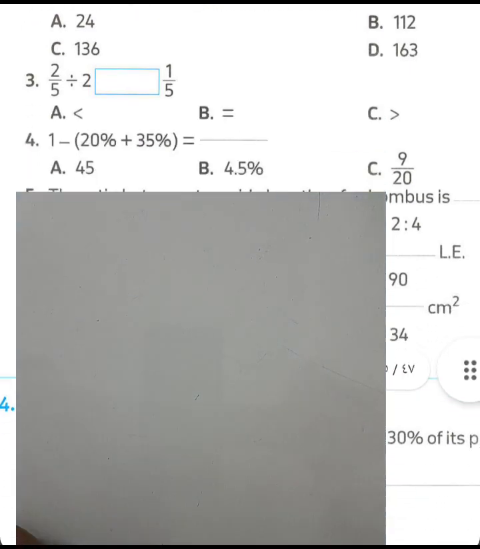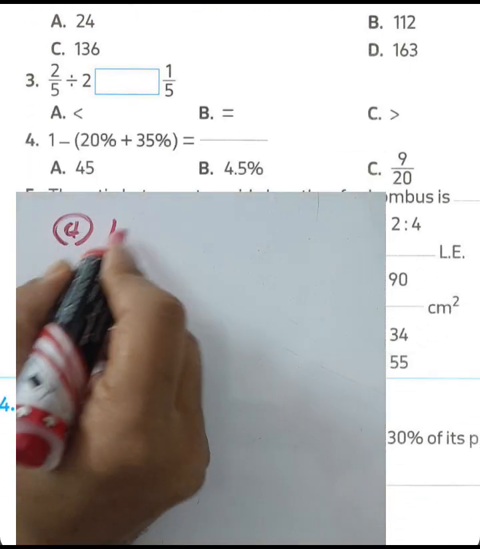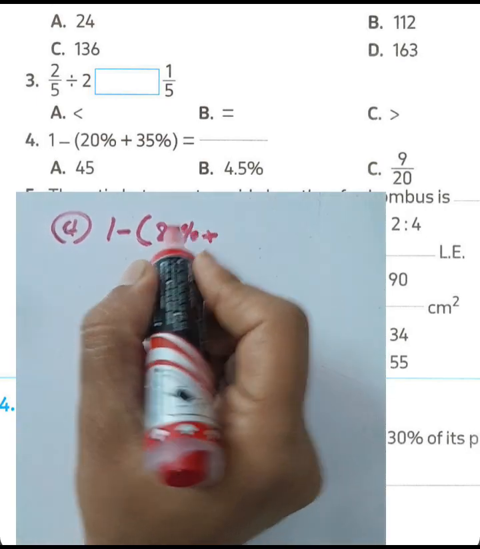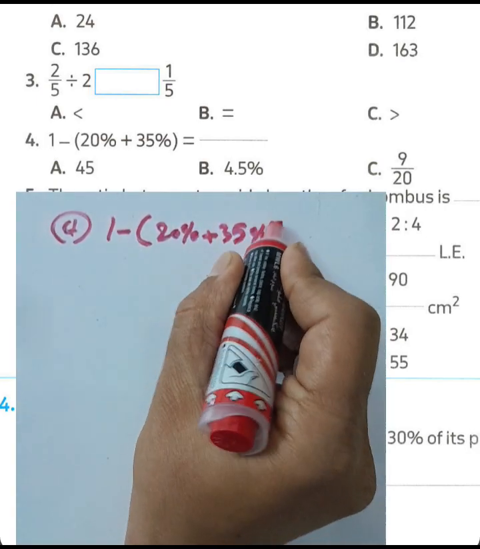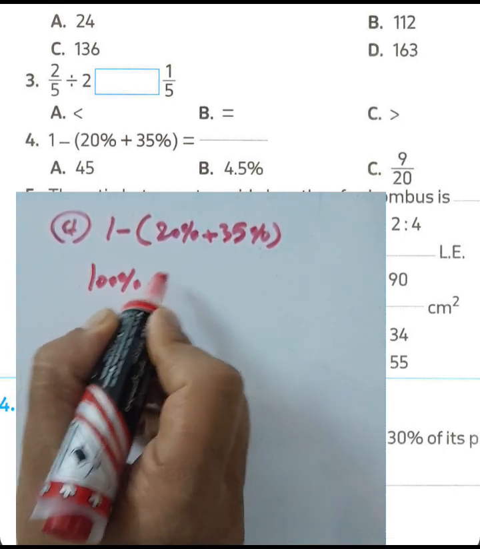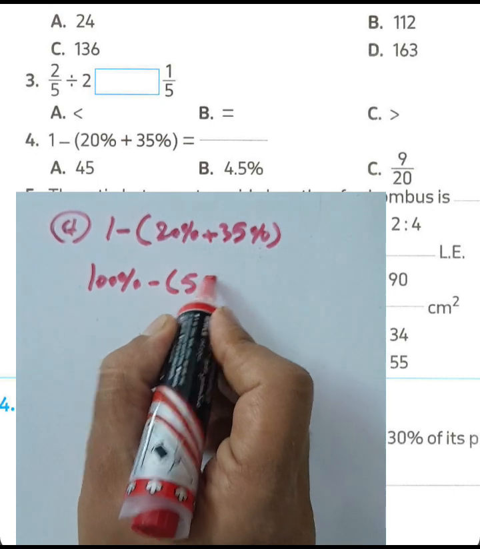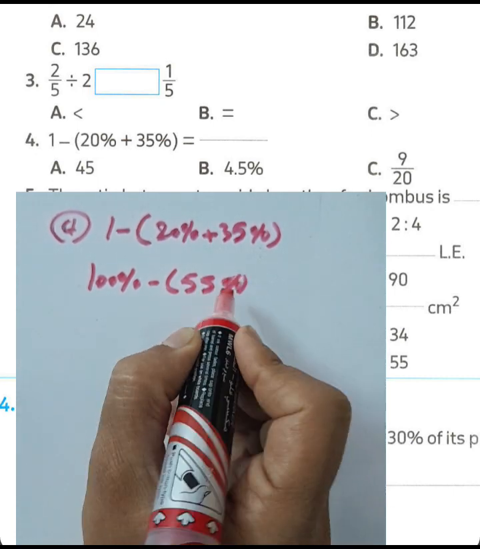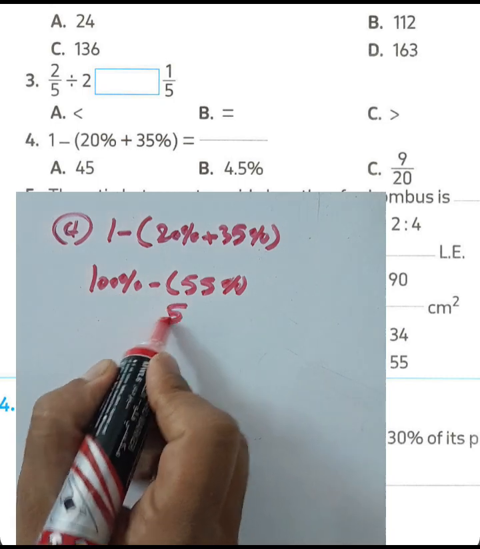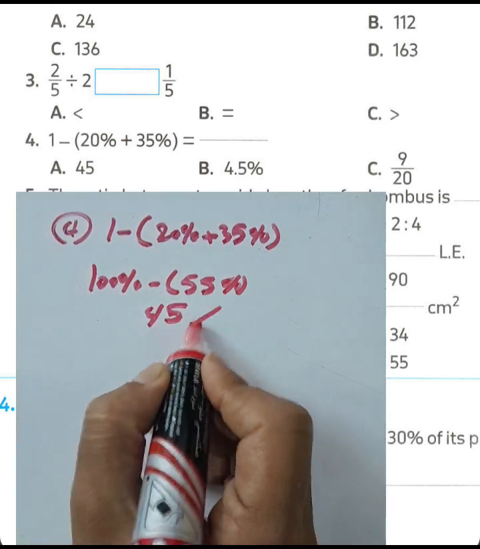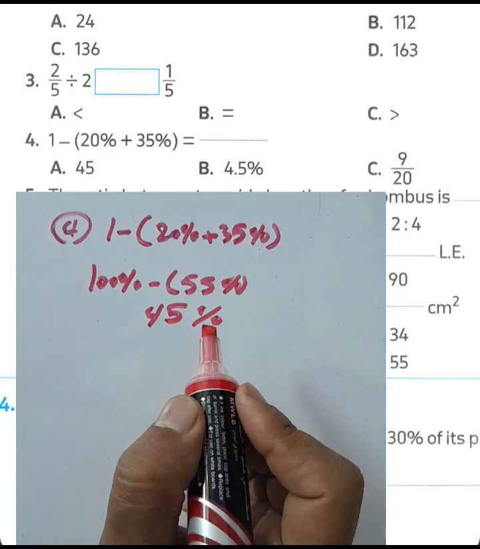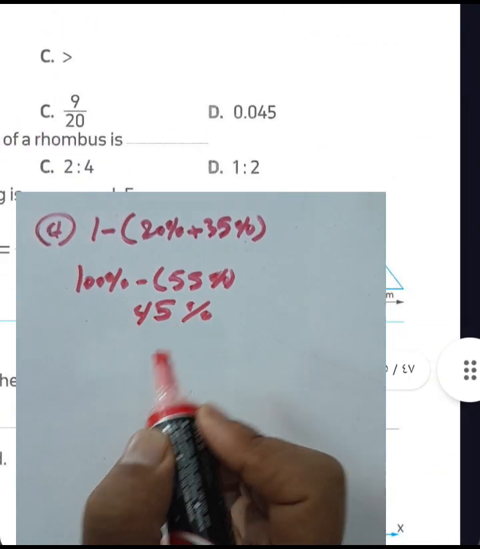Next question, we'll subtract the sum of 20% and 35% from 100%. The sum of them will be 55%. 100 subtracted by 55: 10 minus 5 equals 5, and 9 minus 5 equals 4, to be 45%.